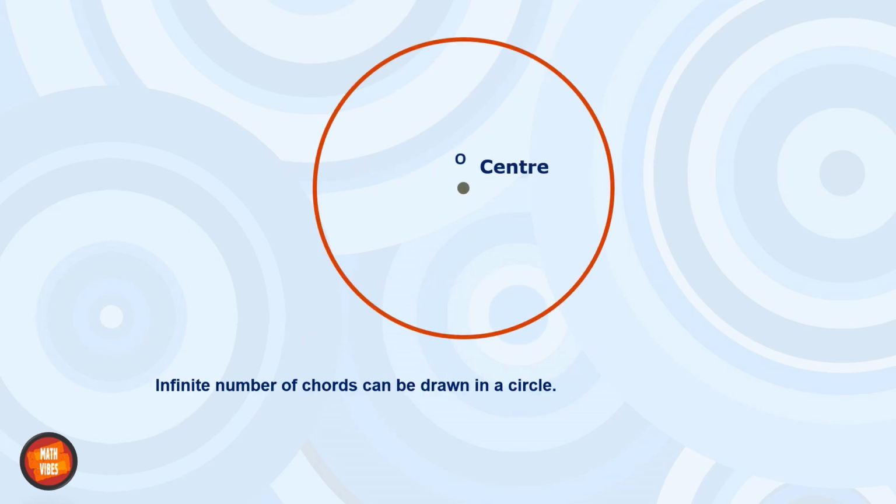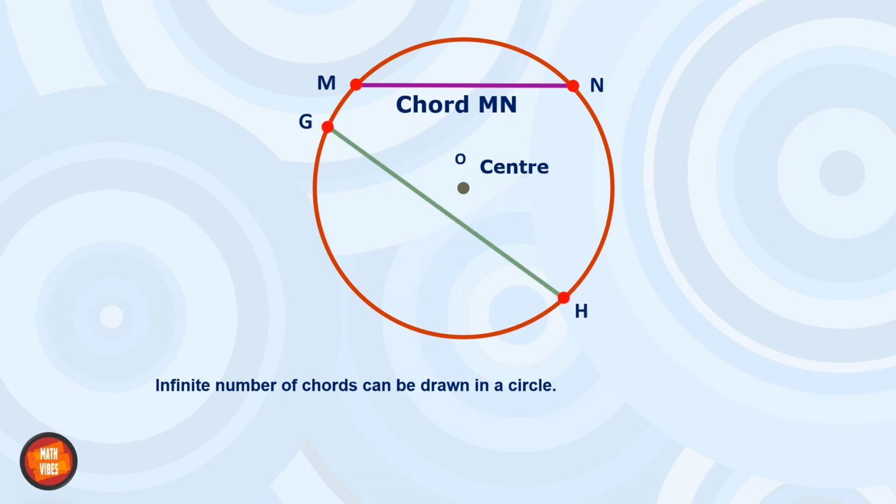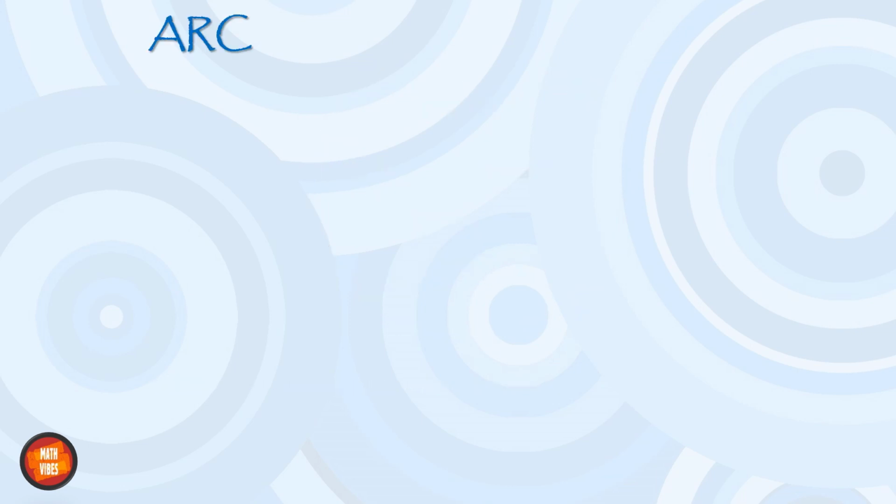So from the center O, we have drawn one chord, MN, then we have drawn another chord called GH, then we have drawn chord LK or KL. So these are all chords. A circle can have infinite chords.